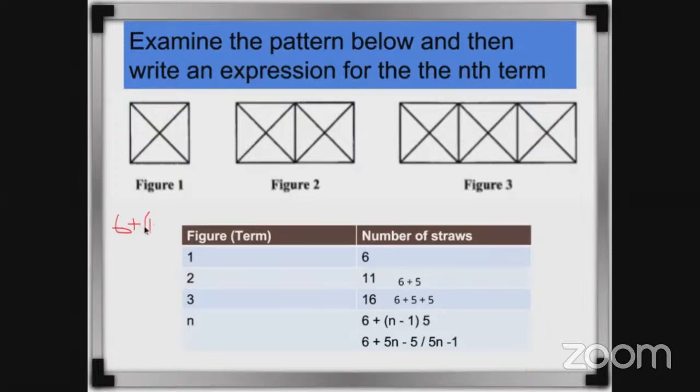Okay, so 1 subtract 1 is what? 0. 0 multiplied by 5 is what? 0. 0 plus 6 is what? 6. All right, so what we're saying when we write an expression, it doesn't matter the term that we're looking at. When you substitute the term for the unknown, which is n, it gives you the number of straws or the number of seats. It gives you the number value or the number pattern that you would have for any term.